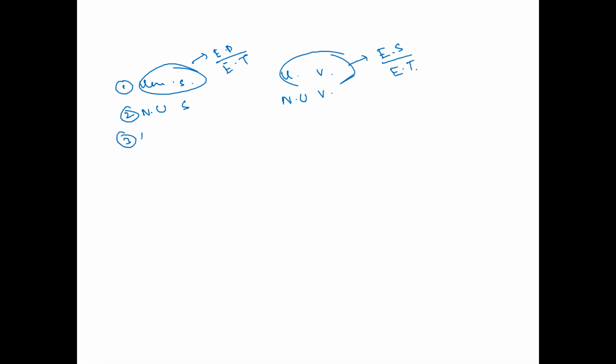What about average speed? Total distance by total time taken. Very good. And here it is total displacement by total time taken. Okay? Instantaneous velocity.